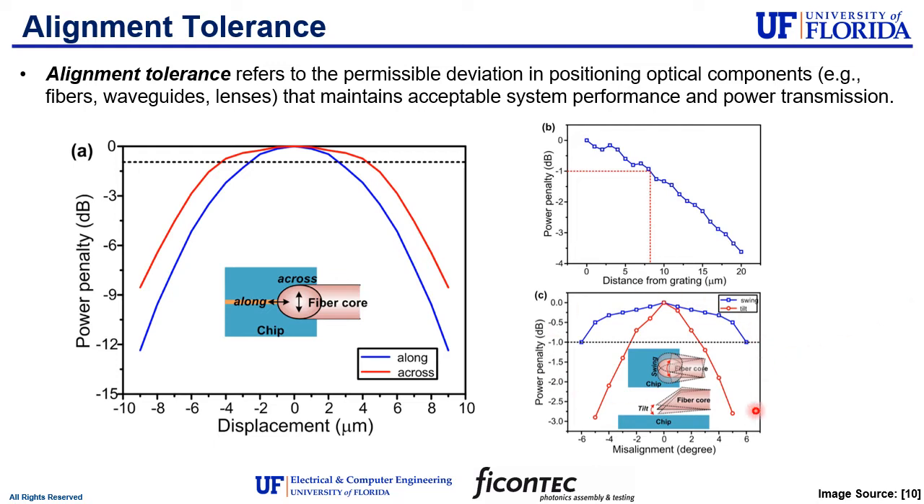Graph C shows a similar story, except now the power penalty is plotted against radial misalignment, or how perpendicular the optical fiber is to the receiving waveguide. Again, with a small deviation comes a large power penalty, significantly affecting device performance and efficiency.